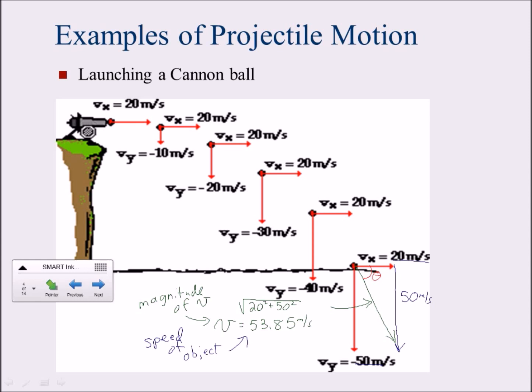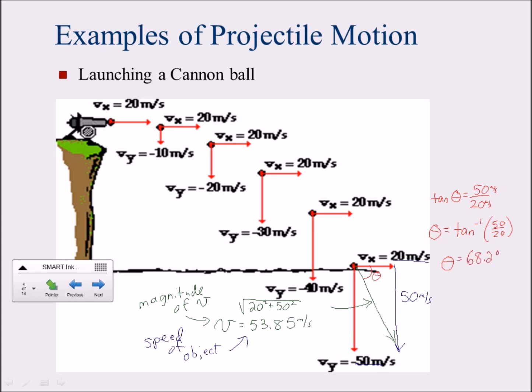Again, I know the opposite side. I know the adjacent side. So the tangent of that unknown angle theta equals the opposite side 50 over the adjacent side 20. So that angle is the inverse tangent of 50 over 20. Again, if the tangent of theta equals 50 over 20, I want to undo the tangent function, so I use the inverse tangent function. So in your calculator, if you calculate the inverse tangent of 50 over 20, you get an angle of 68.2 degrees.